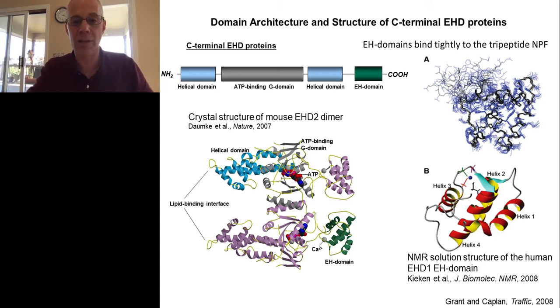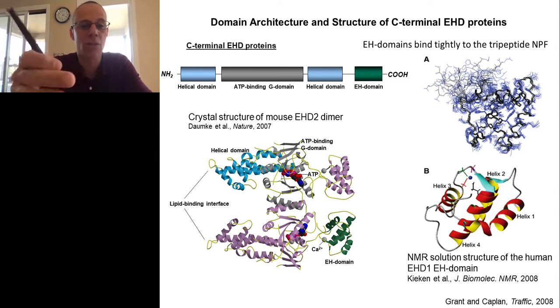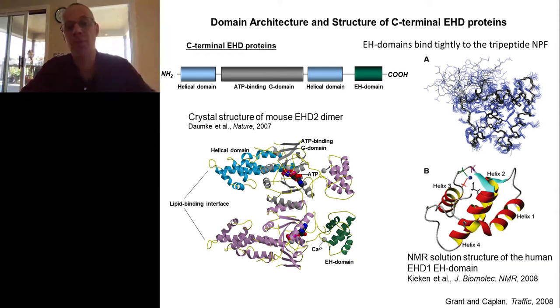It's about 100 amino acid domain, and it is known to be involved in binding as a protein binding module. It binds to proteins that contain the following tripeptide motif: asparagine, proline, phenylalanine, or NPF. And so it's an interesting protein binding module. The crystal structure was first solved by the lab of Harvey McMahon in Cambridge, and he showed it for the mouse EHD2. And basically what he showed is that there are lipid binding interfaces. There is this ATP binding and hydrolysis domain, and the EH domains are kind of adjacent to one another, and they're in a dimeric type of structure.